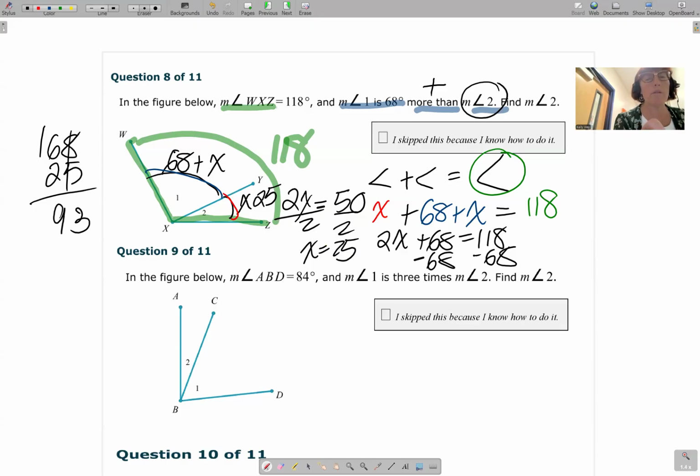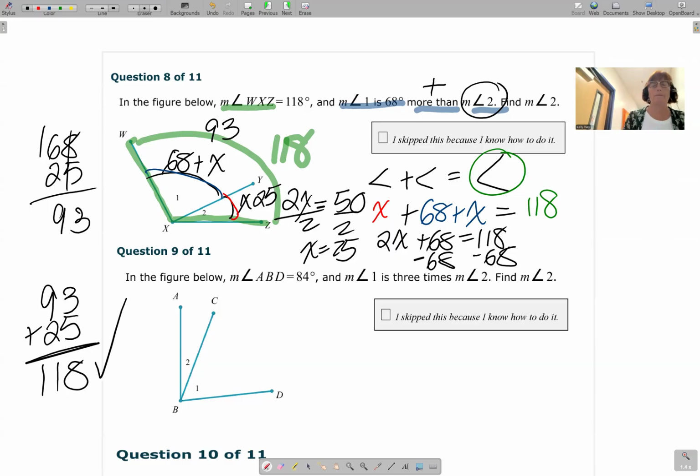What's really nice about this is you can check it, 93 plus 25. Let's see if that works. And that's 8, that's 11. There's your check.